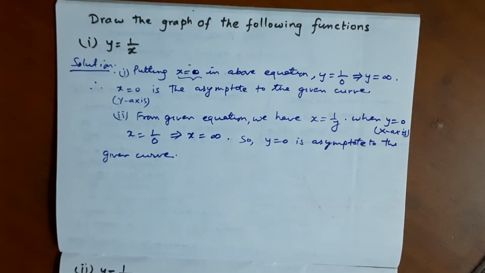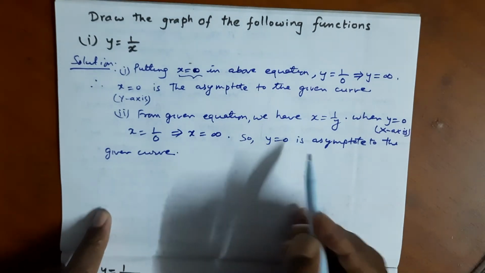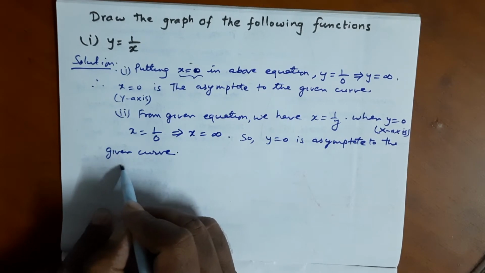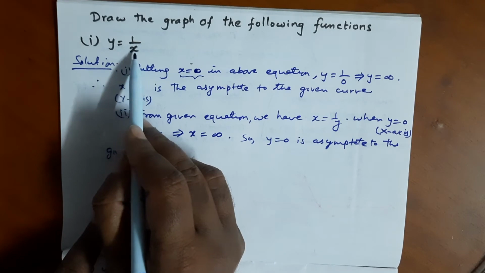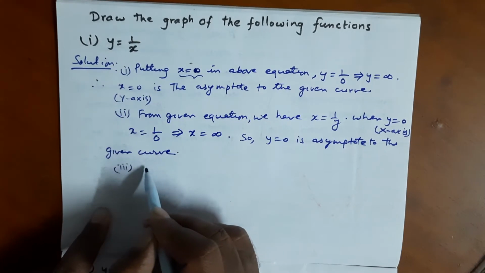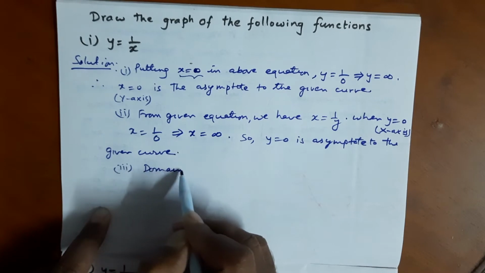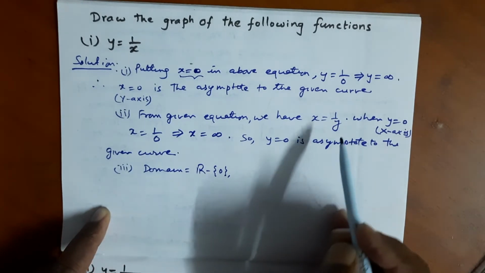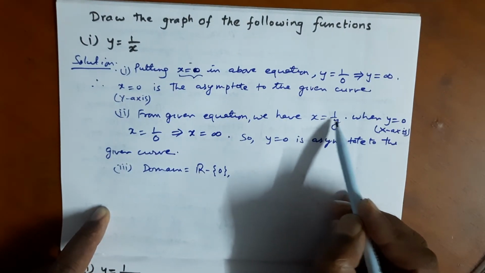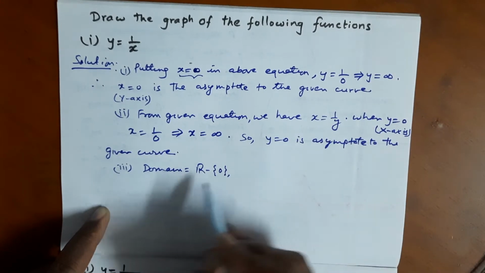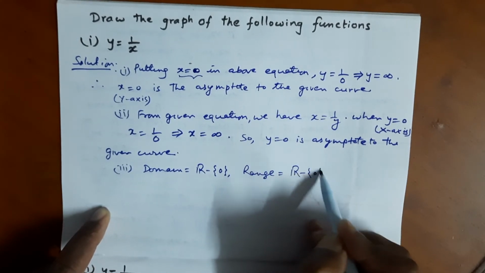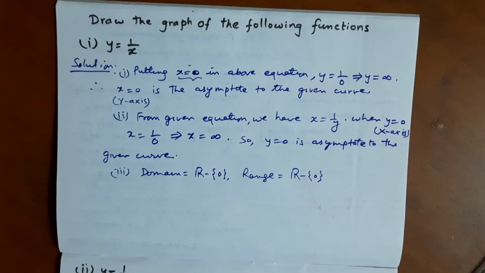So we have found out what the asymptotes to the given curve are. Next, the curve is not defined for x equals 0, so the domain equals the set of real numbers minus 0. Similarly, x is not a real value for y equals 0, so the range is also the set of real numbers minus 0. So these are the characteristics of the given curve.